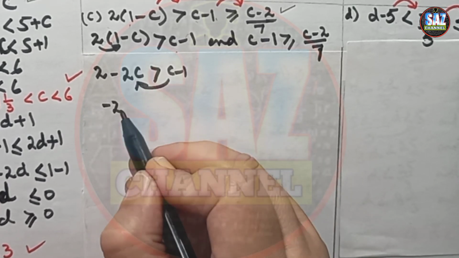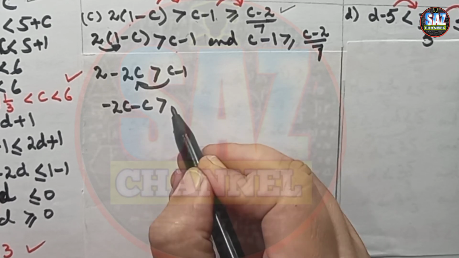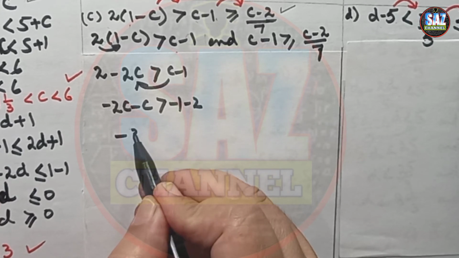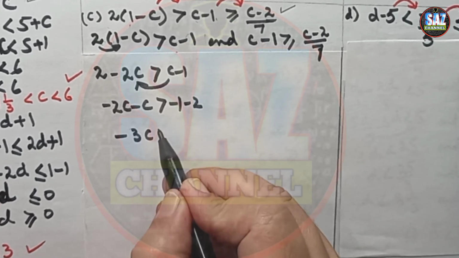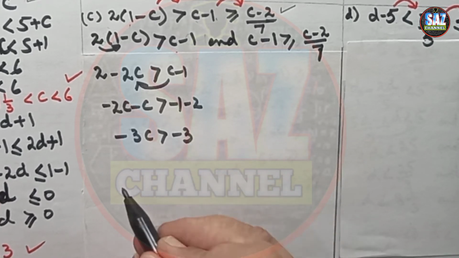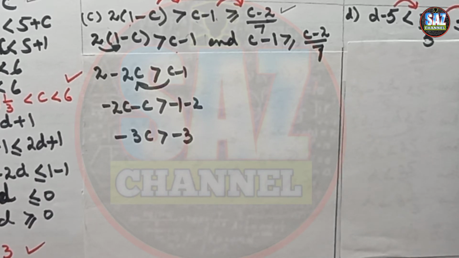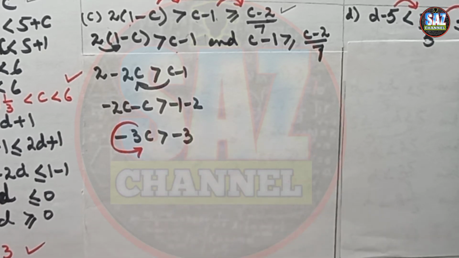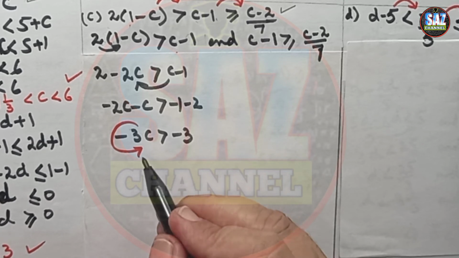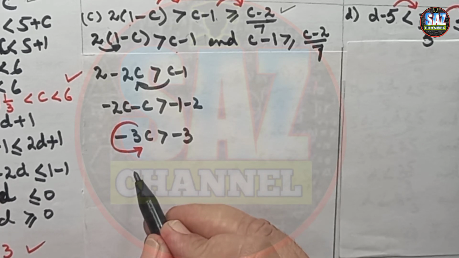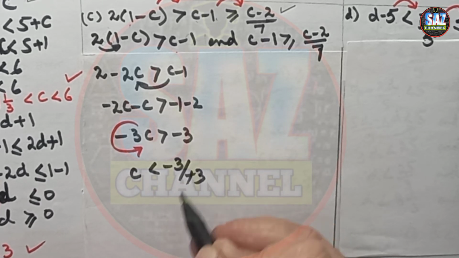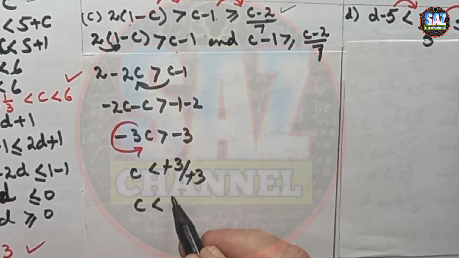This will give me minus 2c minus c is greater than minus 1 minus 2. This will give me minus 3c is greater than minus 3. Now I need to get the value of c, so I have to shift this minus sign to the other side, and when I shift this minus sign to the other side, I have to reverse the direction of the inequality. So c is less than minus 3 by minus 3, or c is less than 1.